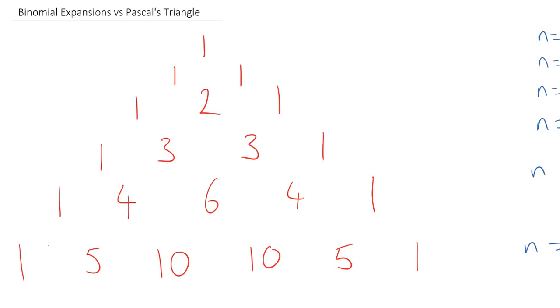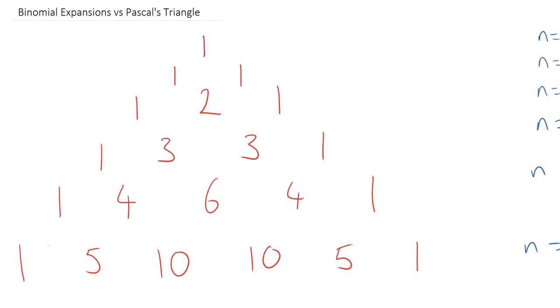In this video, we're going to look at the relationship between Pascal's triangle and binomial expansions. So on the screen in front of you, you can see a triangle. This is Pascal's triangle, and it is formed by adding the numbers above to form the terms underneath.